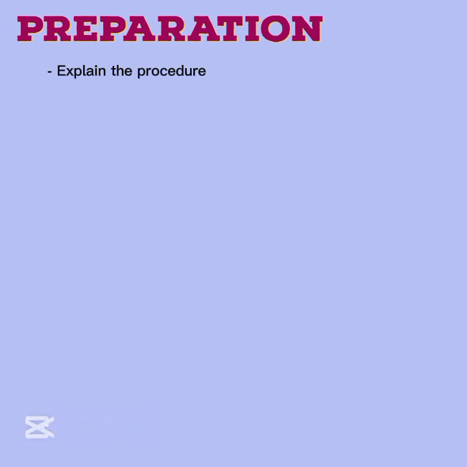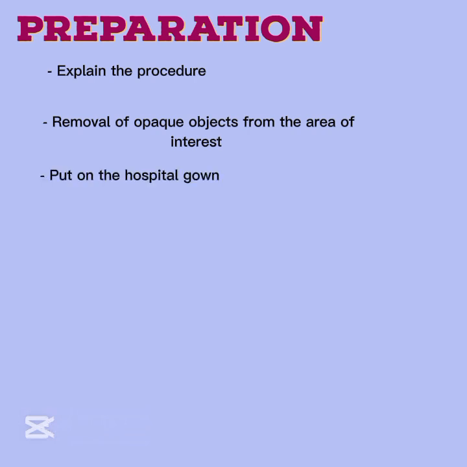The next thing you do is to remove all opaque objects from the areas of interest. Opaque objects like clothing, earrings, any object at all that is opaque and is within the chest area and the neck region. You ask the patient to remove them. After the removal of all opaque objects, the next thing is to put on the hospital gown. That's the examination gown. So the patient will put on the examination gown.